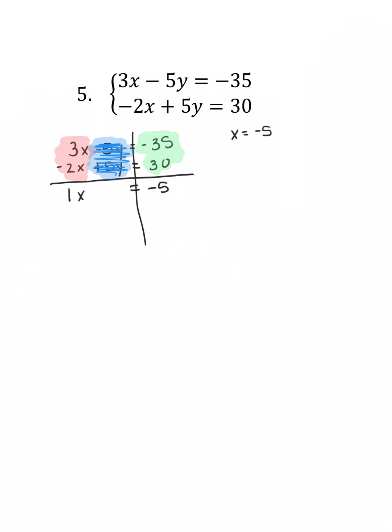Okay, now I'm going to choose my top or my bottom equation. Let's go top this time. So I'm going to do this one. And wherever I see an x, instead of writing x, I'm going to use parentheses and stick that negative 5 in. So now I'm going to do that top one.